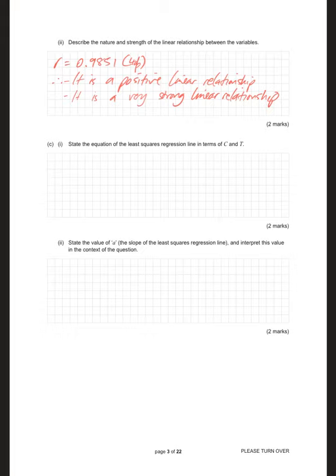State the equation of the least squares regression line in terms of C and T. So the concentration C is equal to, so from my calculator, A is 0.0205 to 4 decimal places, and B is 1.1102 to 4 decimal places. So AX plus B, 0.0205 T plus 1.1102, all to 4 decimal places.